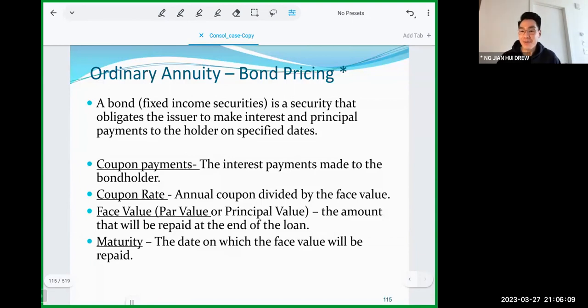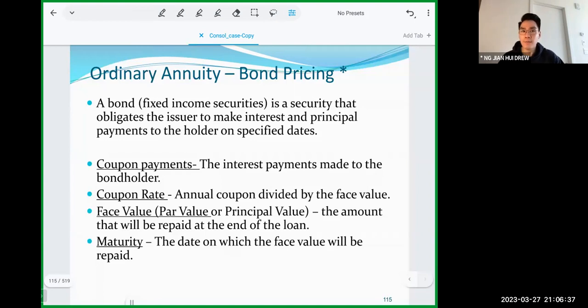All right, welcome back. Hope you had a good short break. All right, so let's continue on to discuss bond pricing. So the idea of bond pricing, before we talk about the details, is that we are going to use the idea of ordinary annuity.